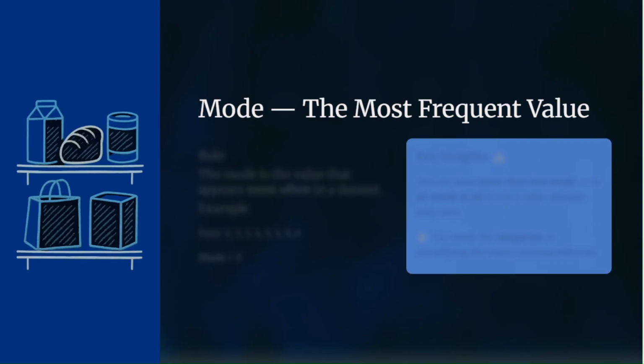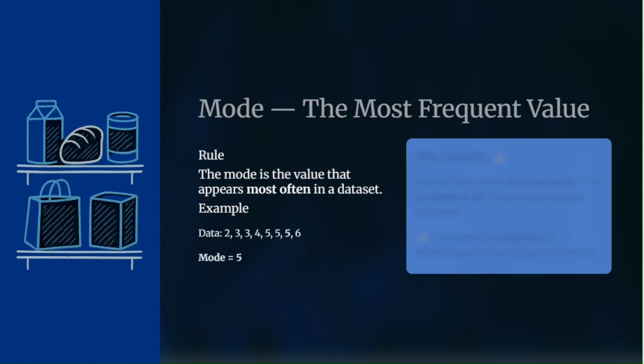The next measure of center we'll look at is what we call the mode. It's called a measure of center, but it won't necessarily be in the center of your data, because what the mode is, it's the value that appears most often in a data set. So for instance, if my data is 2, 3, 3, 4, 5, 5, 5, and 6. In this case, the value that appears the most in this data is 5. So my mode will be 5.